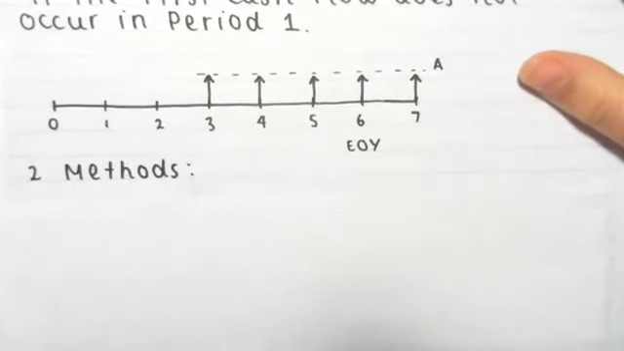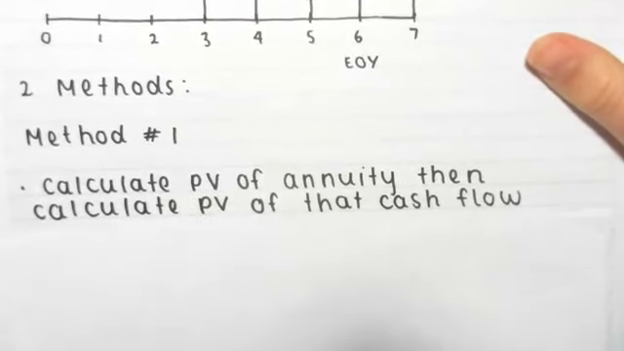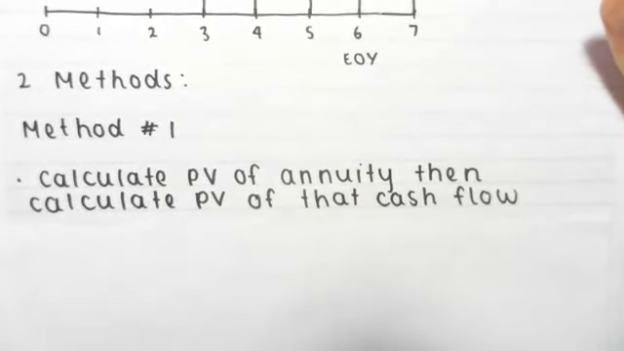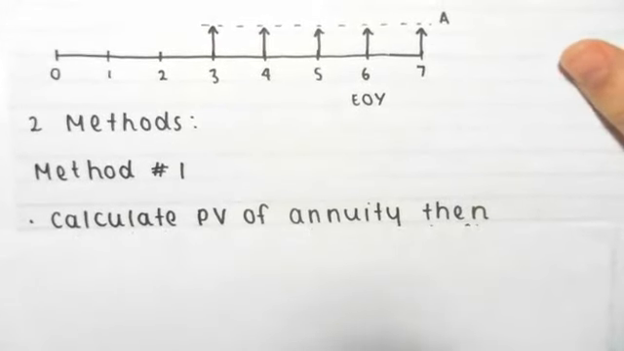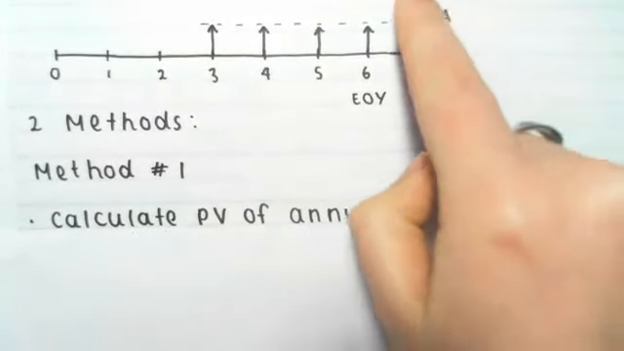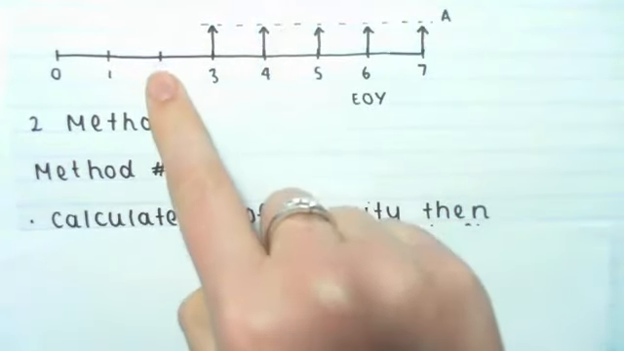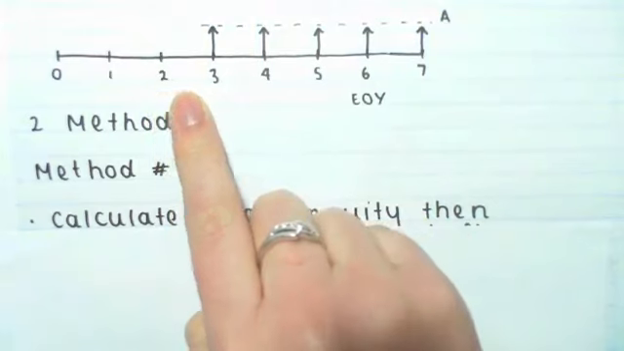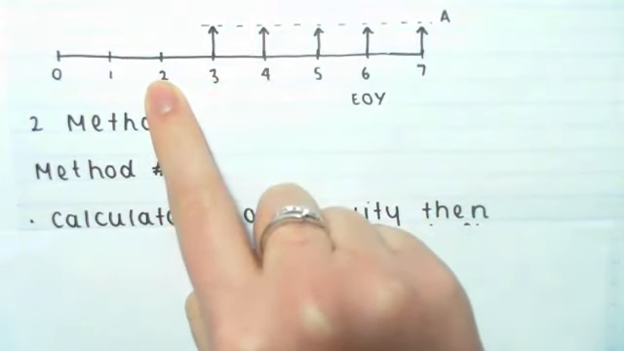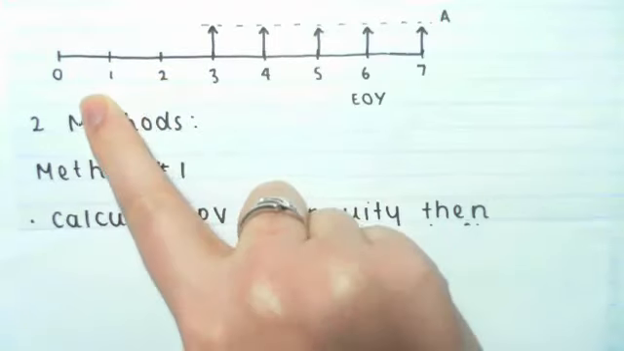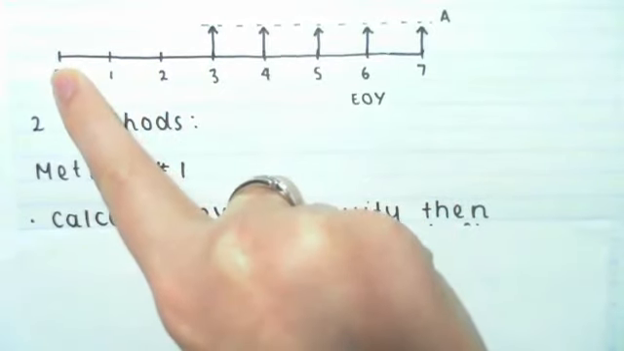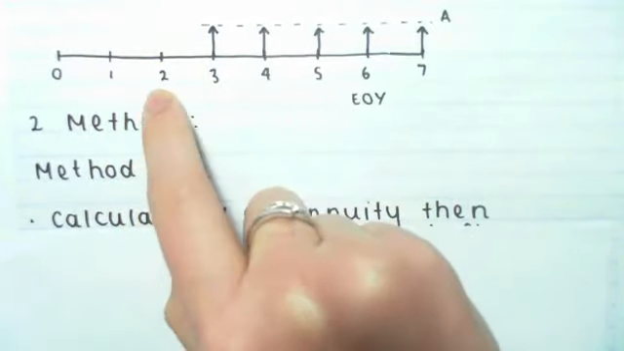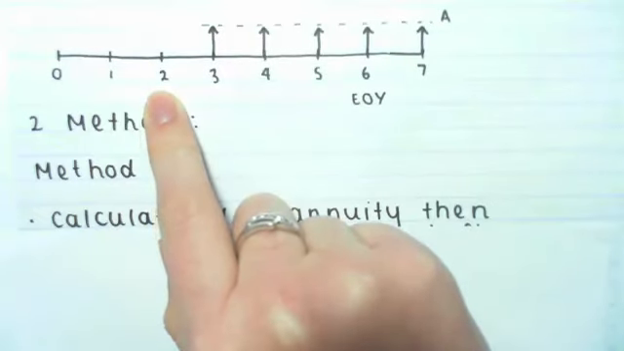Looking at method 1, what it does is calculate the present value of the annuity first, and then take that present value to year 0. If we look at this question here, calculating the present value of this annuity will calculate it in this period, period 2, because remember it calculates in the period prior to the first cash flow. Then, in order to take this back to year 0, we'd have a single cash flow and take it back 2 periods. So that is simply a normal compound interest problem.